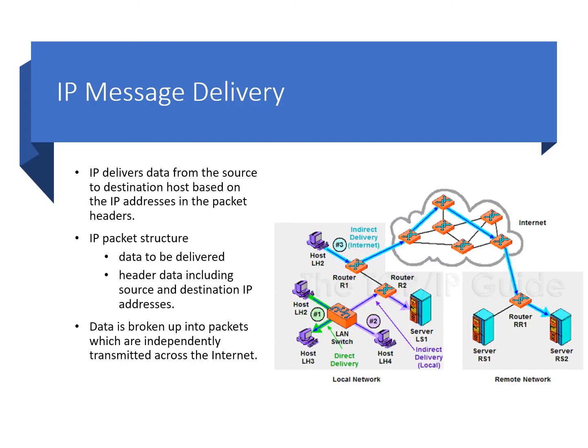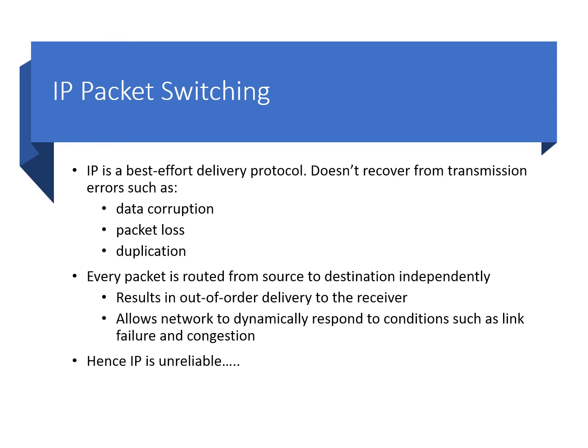Armed with a destination IP address, a host can start sending data across the network as a series of IP data packets. IP delivers data from source to destination host based on the IP addresses in the packet headers. IP defines a packet structure that contains the data to be delivered along with the header data, including source and destination IP addresses. Data sent by an application is broken up into a series of packets which are independently transmitted across the network. IP is known as a best effort delivery protocol.